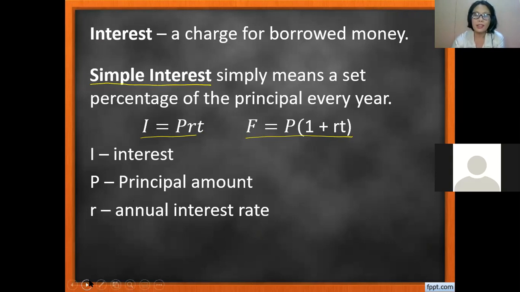R is the annual interest rate. Of course, the interest is calculated based from the annual interest rate. When solving problems, we have to convert the annual interest rate to decimals. And then the time has to be expressed in years. So for example, if the investment is good for 18 months, and solving for the interest using the formulas that I have presented, you have to convert 18 months to years, and that's equal to 1.5 years.